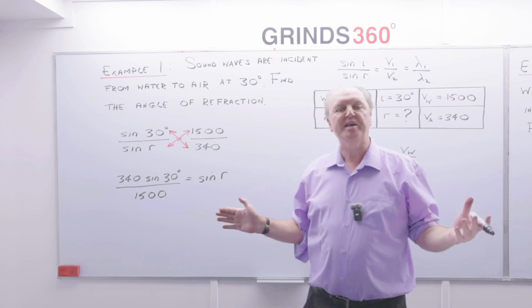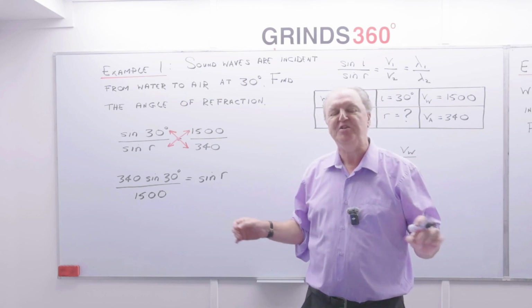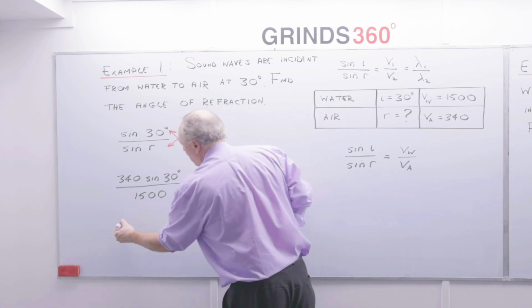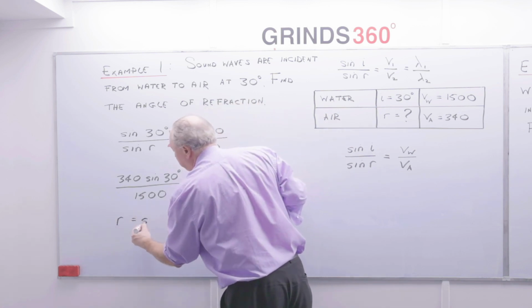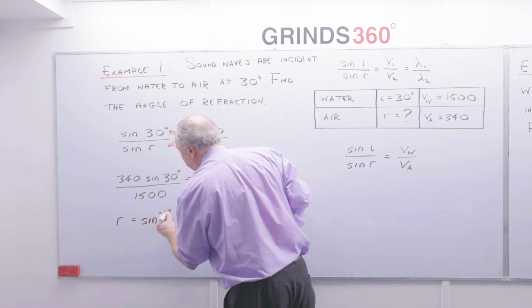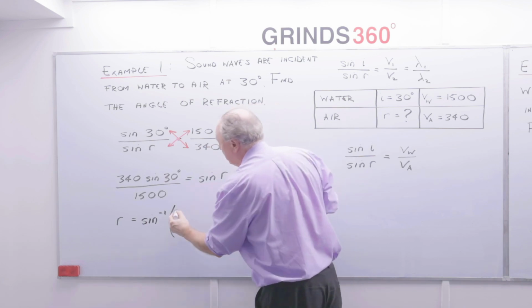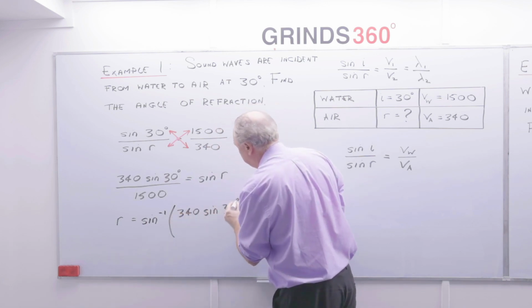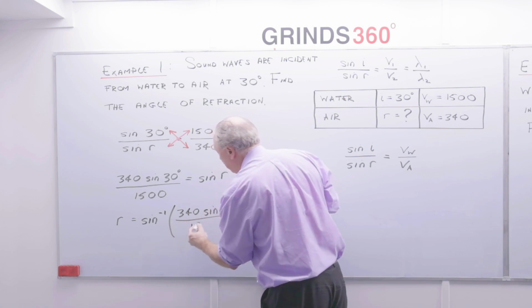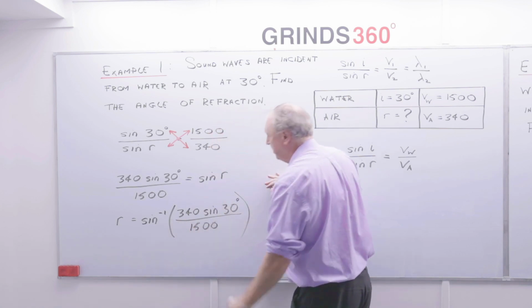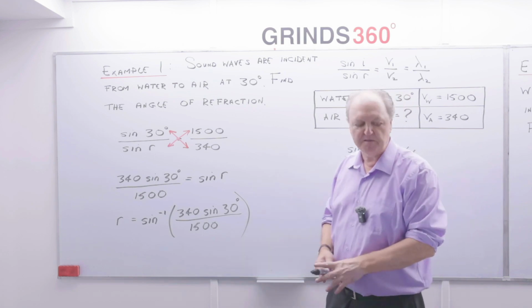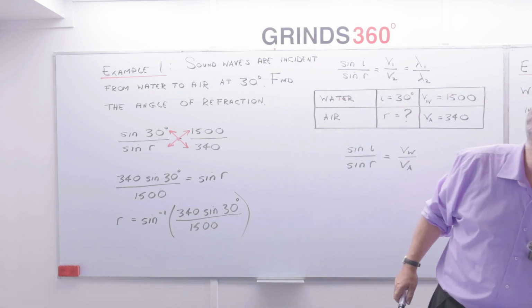As I said, I don't want sine R, I want R. So the way you do that is you get the inverse sine of the left-hand side. So let me write the R here. R is equal to the inverse sine, written like that, of 340 sine 30 divided by 1500. So I'm going to put that into my calculator. So let's go to my calculator, show you the calculation.